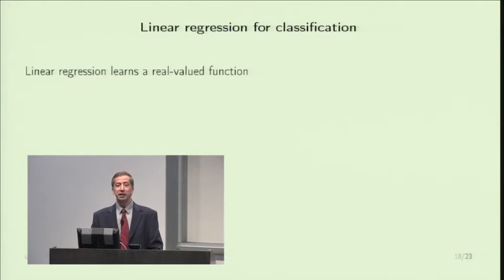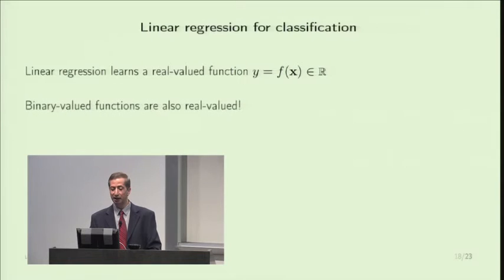Linear regression learns a real valued function. Yeah, we know that. The value belongs to the real numbers. Fine. Now the main observation, the ingenious observation, is that binary valued functions, which are the classification functions, are also real valued. Plus one and minus one, among other things, happen to be real numbers. So linear regression is not going to refuse to learn them as real numbers, right? So what do we do, okay?